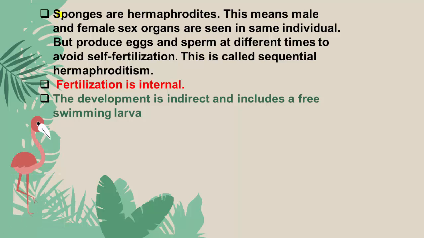Sponges are hermaphrodites. What does it mean? This is a new term, hermaphrodite. It means male and female sex organs are seen in the same individual. Male and female sex organs are present in the same individual. Such animals are called hermaphrodites.